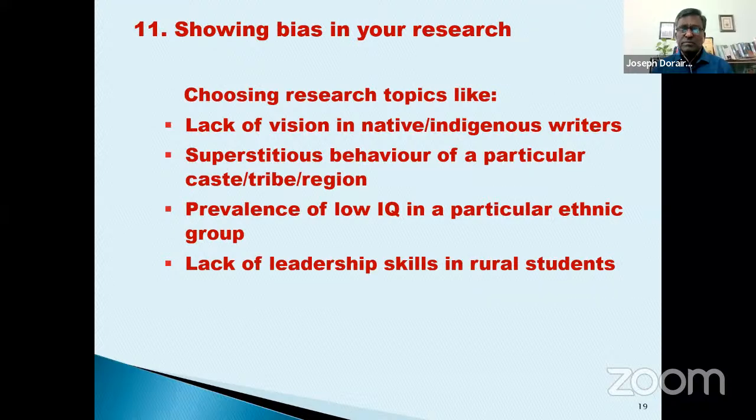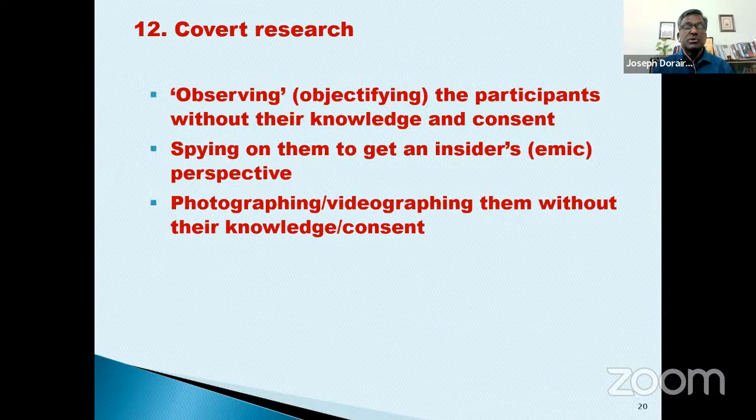Now, the topic itself is biased because you have already made up your mind that these people are superstitious. City people are also superstitious, irrational sometimes. So why fault a particular caste or tribe or region or belt as superstitious? Or look at the third topic: prevalence of low IQ in a particular ethnic group. So in other words, the 11th unacceptable research practice is showing bias. You are biased, you are prejudiced, you are not open.